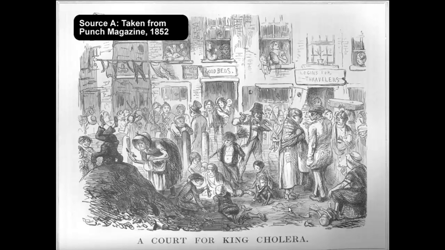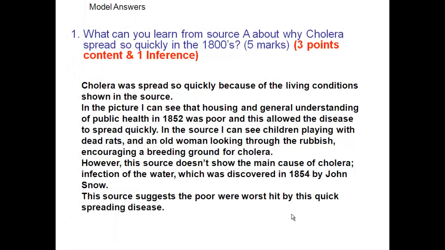Okay, so you've had a good minute now to have a look at that. And this is the sort of answer that you'd expect. What can you learn from source A about why cholera spread so quickly in the 1800s? Cholera spread so quickly because of the living conditions shown in the source. 1 mark for that. In this picture I can see that housing and general understanding of public health in 1852 was poor, and this allowed the disease to spread quickly.